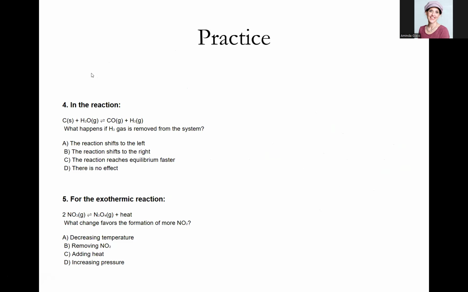I want you to try these and then come back after you've done it so that you can see, as we review them, if you got them correct.